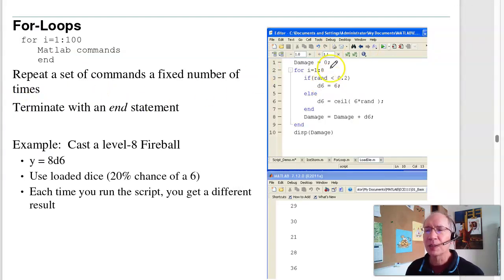Suppose instead I want to use loaded dice. Well, here what I do is roll a single die. So here's a single die, 20% chance to roll a 6. Otherwise, it's a fair die. Now repeat 8 times. I'll have a variable called damage. You have to define your variables before you use them. So I'm going to start at 0 damage. Roll the dice 8 times and add the die roll to damage. When I'm done, display how much damage I did. So every time I hit the green arrow, it'll run this code. And the damage I did was 29, 30, 21, 28, 36. So that's for loaded dice.